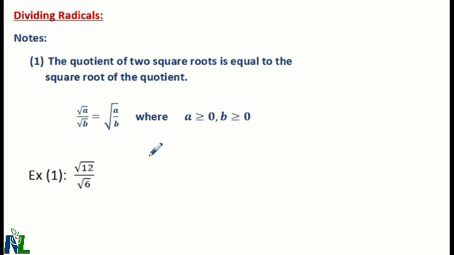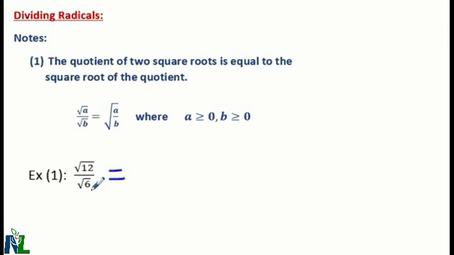In this video, we will look at two rules for dividing radicals. Notice the note at the top says the quotient of two square roots is equal to the square root of the quotient. Now the quotient just means the answer we get when we divide the two numbers together. Here, this is just a restriction outlining that for square roots, we need positive numbers. So let's just take a look at using this rule.